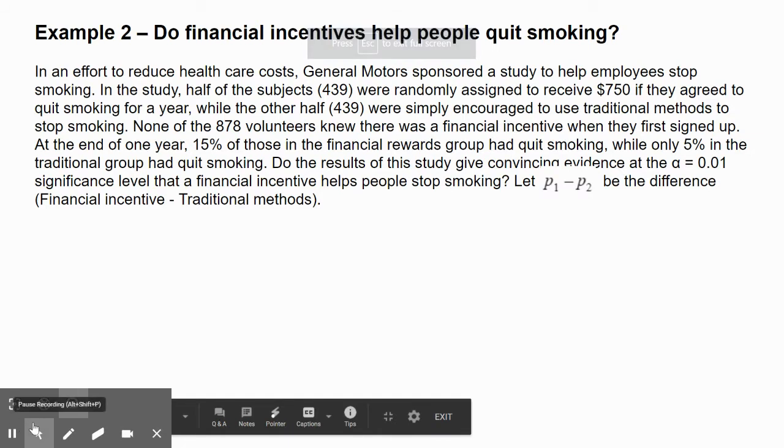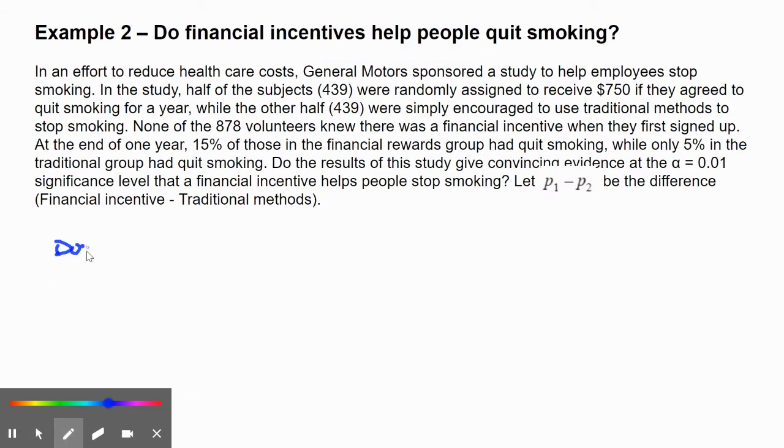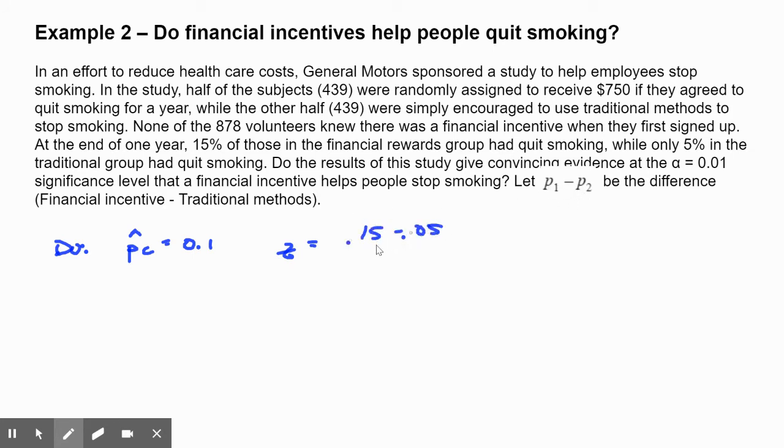So in our p hat combined is 0.1. Okay, so now we have to do our z standardized test statistic. So we're going to take our p hat 1 minus p hat 2, so 0.15 minus 0.05. Again, it's incentive minus traditional.